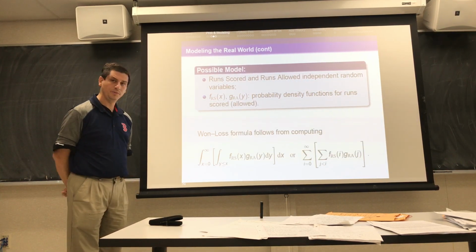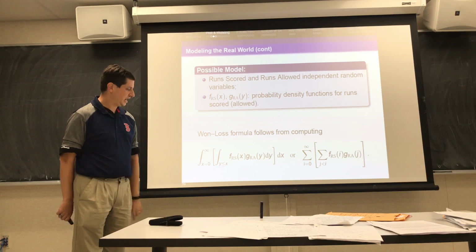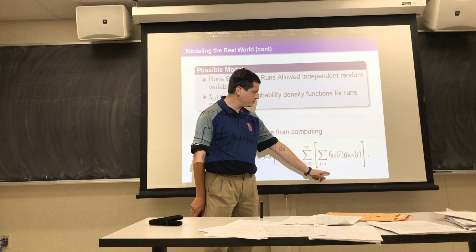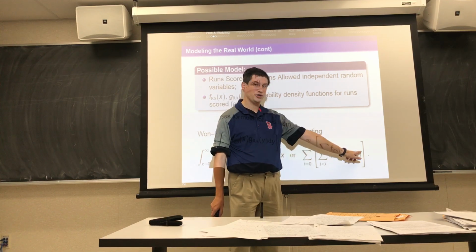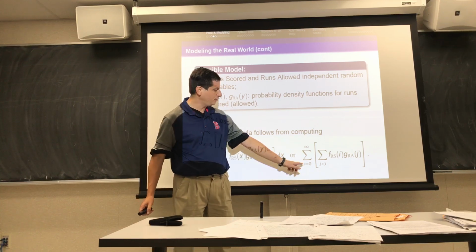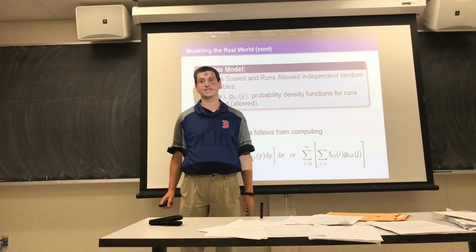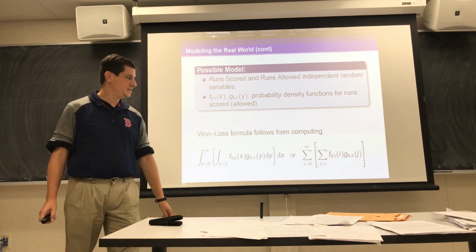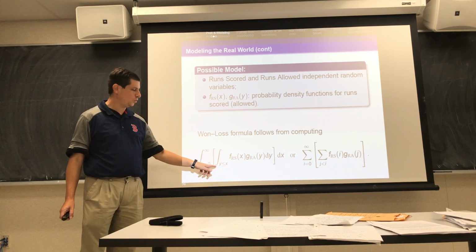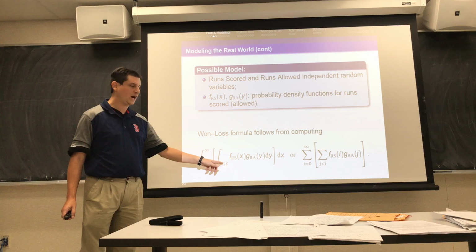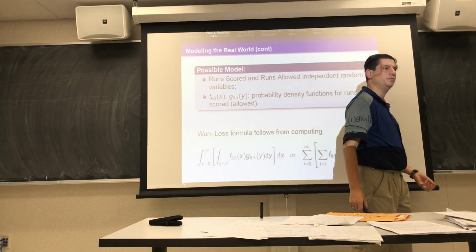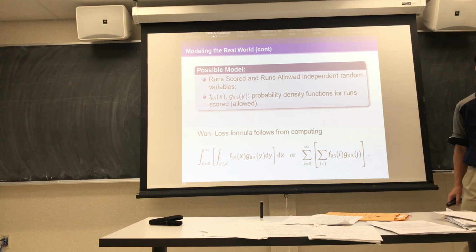So if I want to calculate the probability I win, there are 2 ways to do it. I can do it as an integral, or I can do it as a sum. So for the sum, let's imagine I score i runs, and I allow j runs, and I want to calculate the probability I score more than I allow. Then it would just be summing over all pairs i and j, where j is less than i. The other possibility is I do it as an integral, and I score x runs and I allow y runs, and I do it over all y less than or equal to x. I don't have to do strictly less than because we know the probability that x exactly equals y is 0.